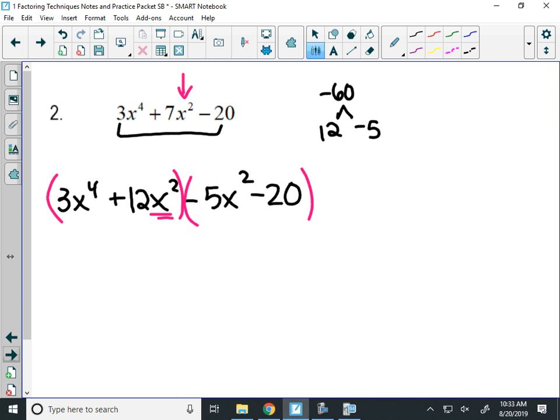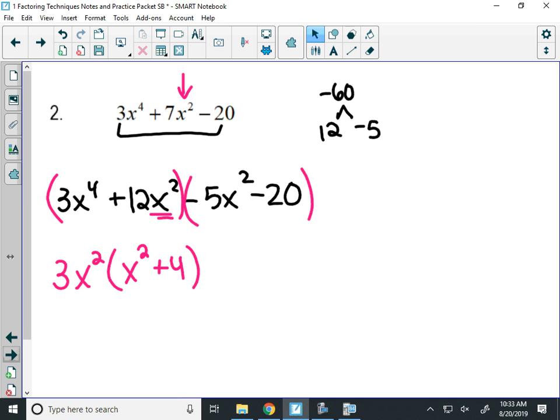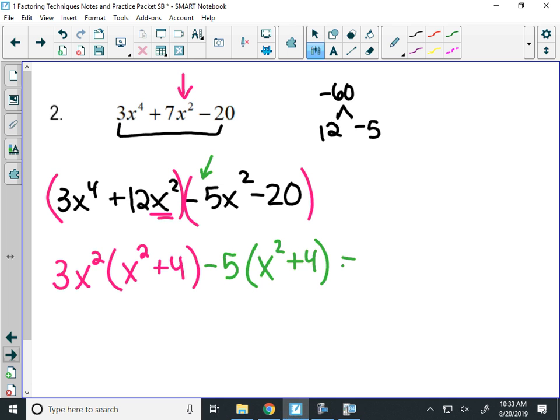I'll pull out a 3x squared, and I'll have x squared plus 4. And what's the second GCF? Minus 5, yeah, because it's minus here. So I pull out a negative 5, and I'll have x squared plus 4. So my final answer is 3x squared minus 5, x squared plus 4.